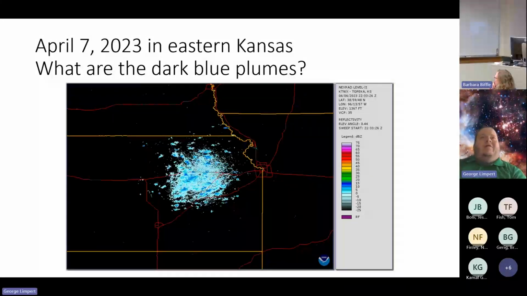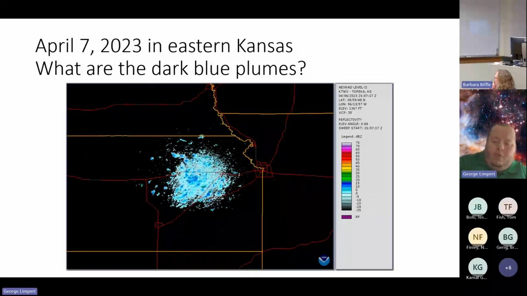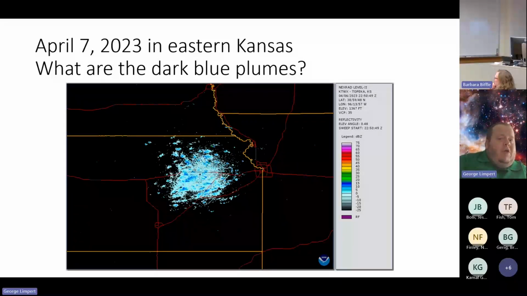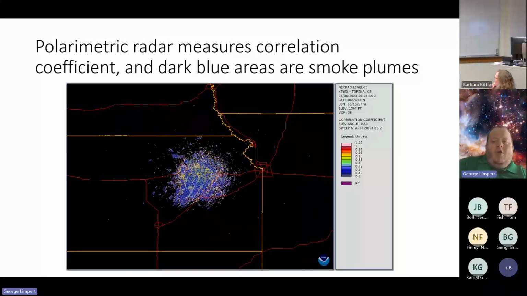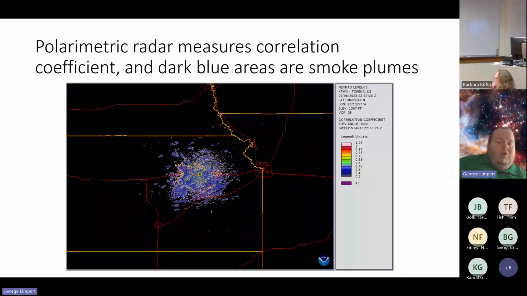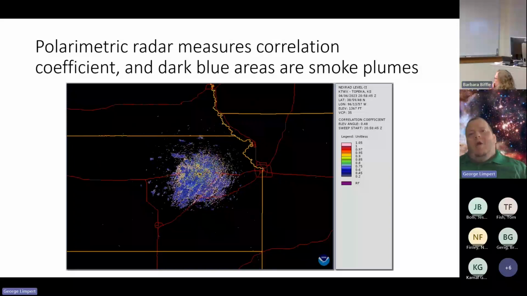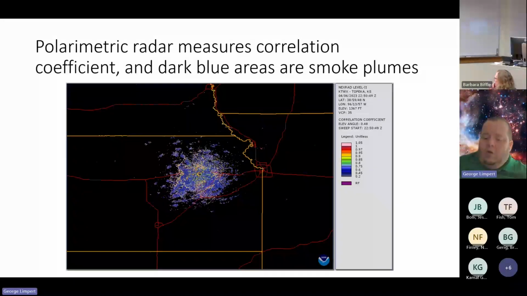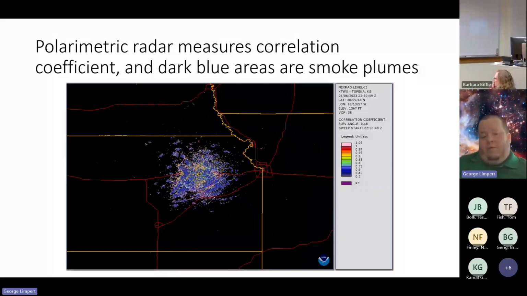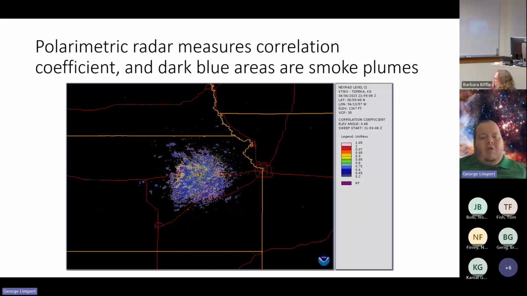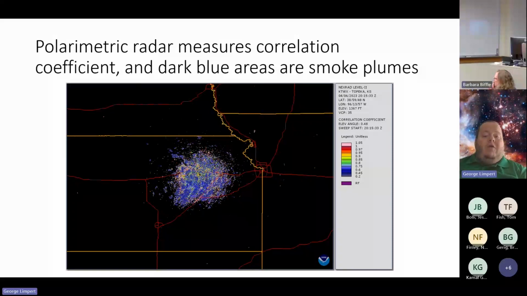insects, and how can we do that? Because it's all just one big blob of blue. Well, the good news is that with the dual pol radar that I talked about, we can look at something called correlation coefficient. And I'm not going to go into detail about what that is, but what you'll see here is some areas that are just very dark blue. And those areas that are dark blue are smoke.